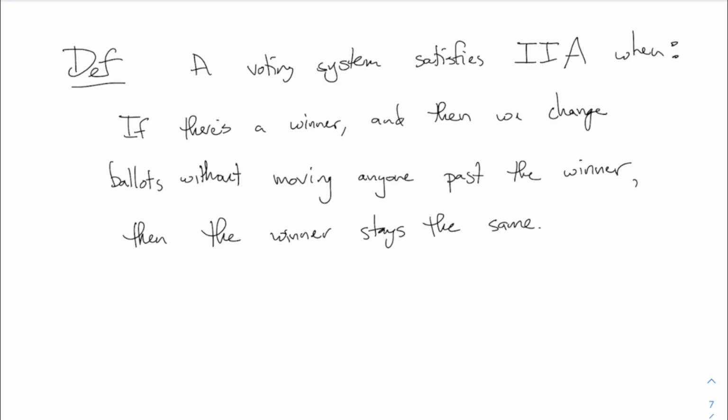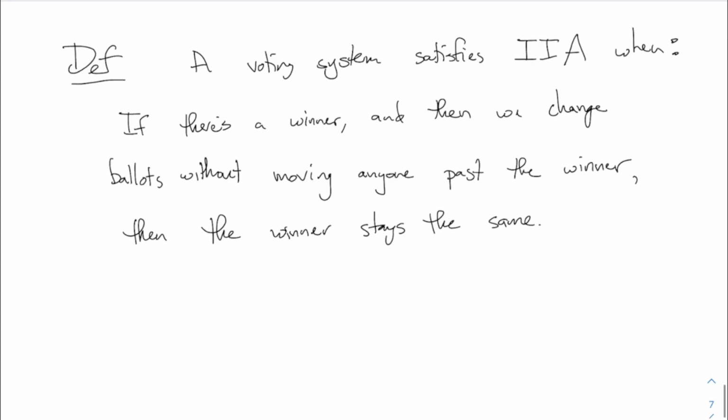The results don't change if you make that kind of change on the ballots. All right? So here's a very specific example. This is the IIA criterion. It says you change your mind, but you don't move anybody past the winner when you change your mind. Here is a single example. This will do us for today.